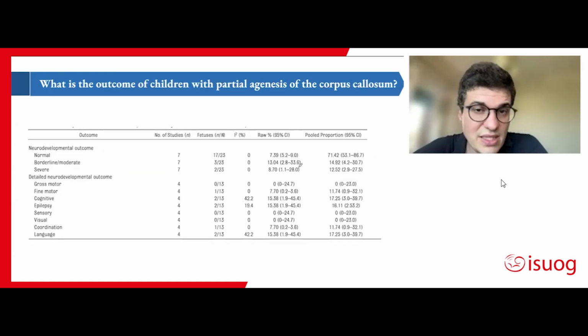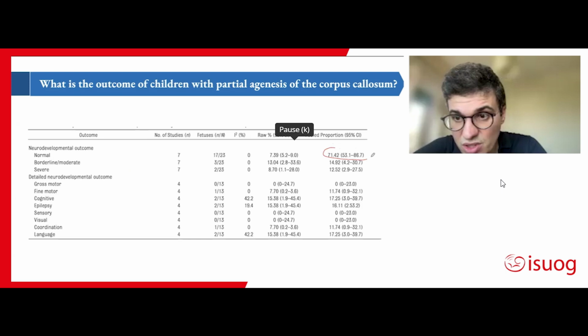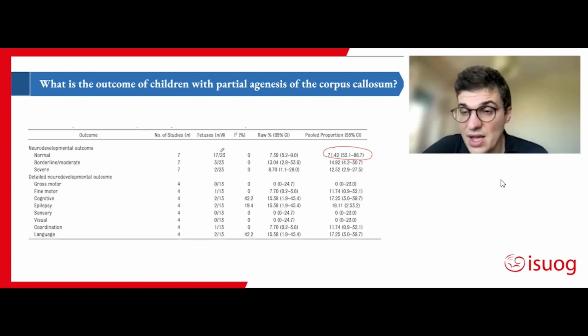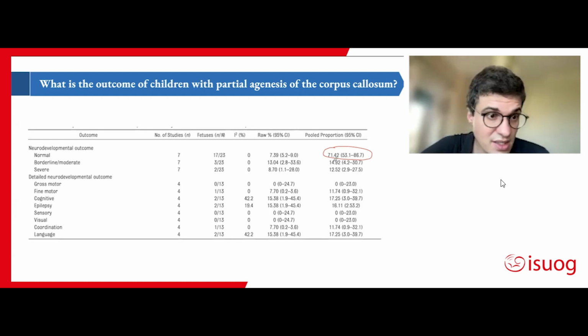What is the neurodevelopmental outcome of children with isolated partial agenesis of the corpus callosum diagnosed before birth? It is roughly similar to what has been reported for complete agenesis. Of course, can you look at the numbers? Very few cases, because in most of them there were additional anomalies detected only after birth or at fetal MRI. So in 7% of cases, the outcome is good. In 15% of cases, there is borderline to moderate adverse neurodevelopmental outcome. In 13% of cases, there is severe neurodevelopmental outcome.